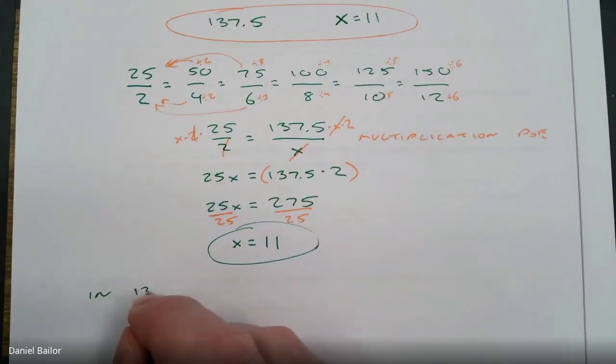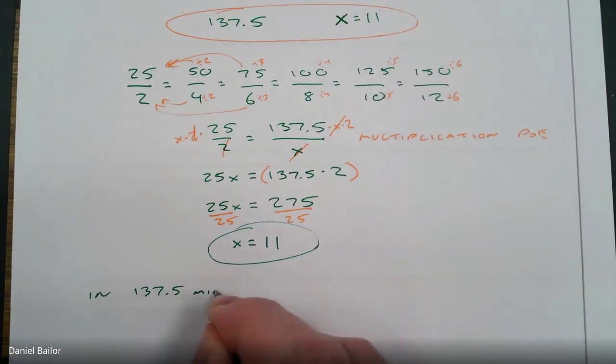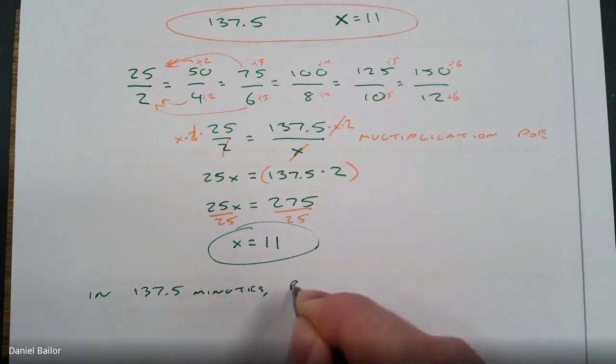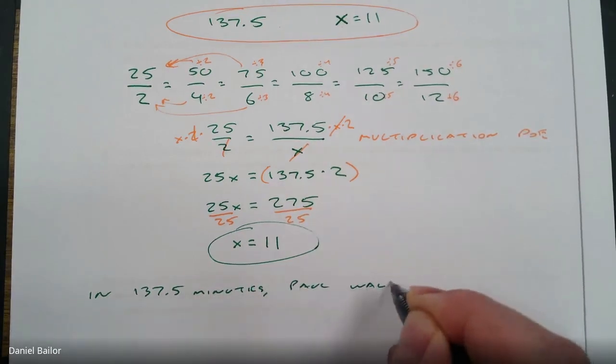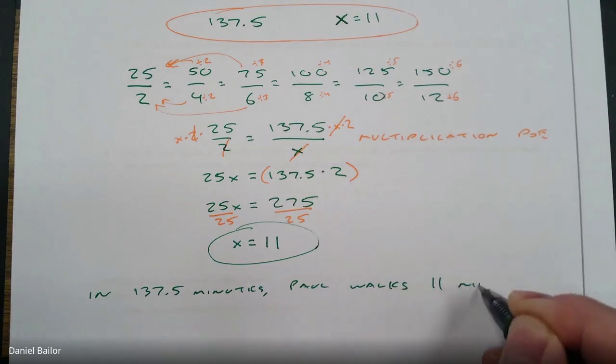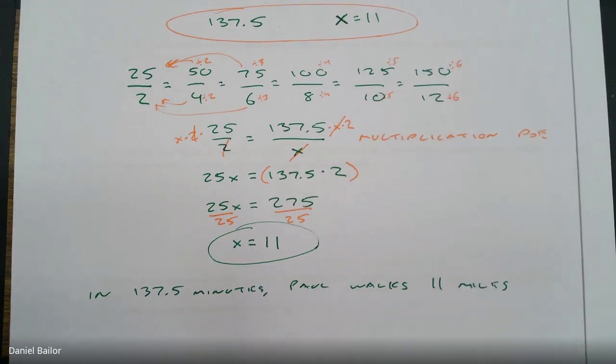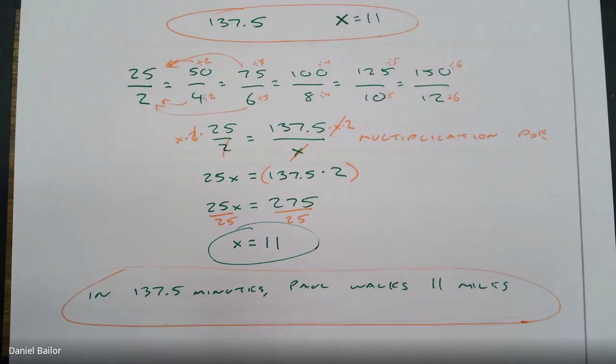In 137.5 minutes, Paul walks 11 miles. And that's how we solved it.